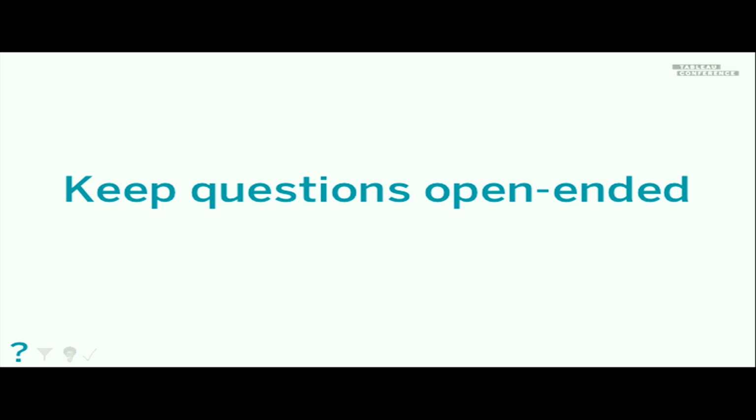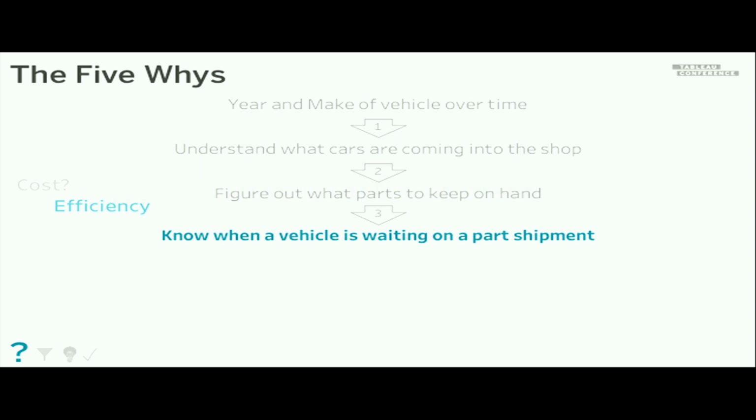Instead, I'm going to stick to that script and ask John why he needs to know what parts to keep on hand. What John told me was that he'd like more information about which vehicles are waiting on part shipments. So this was more about efficiency. At this point, it feels like we're starting to get a better understanding of what John wants to get out of this data, but we have two more whys to ask. And I'll go through these two a little quicker since I think you're all starting to get the point.